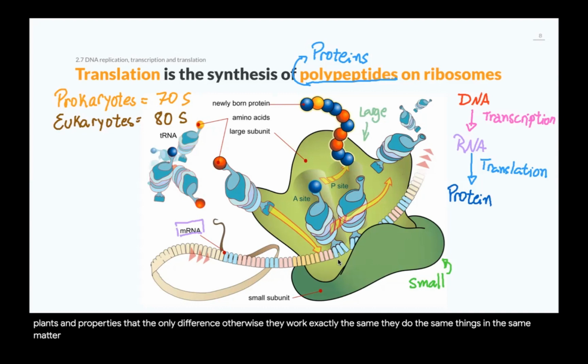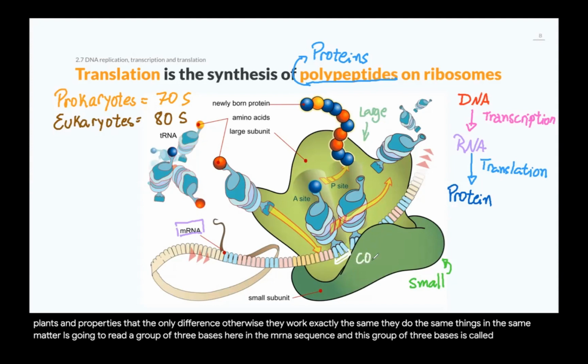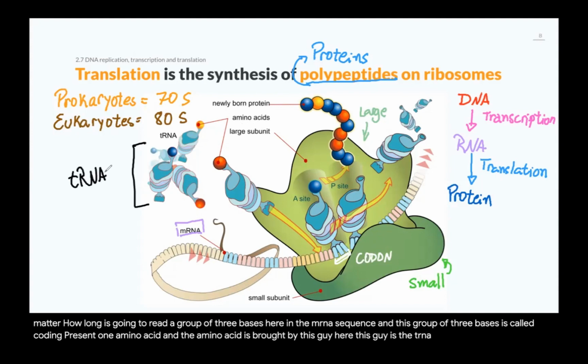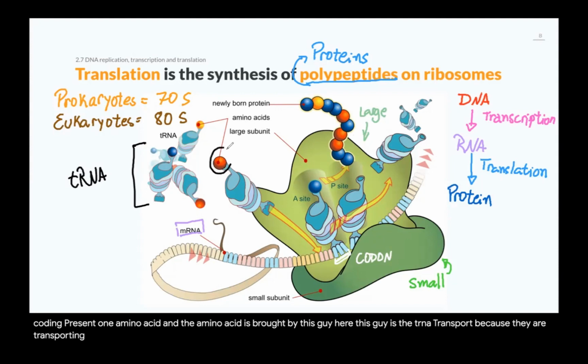So the ribosome is going to read a group of 3 bases here in the mRNA sequence, and this group of 3 bases is called a codon. Each codon represents one amino acid, and the amino acid is brought by this guy here. This guy is the tRNA. T stands for transport because they are transporting the amino acid.